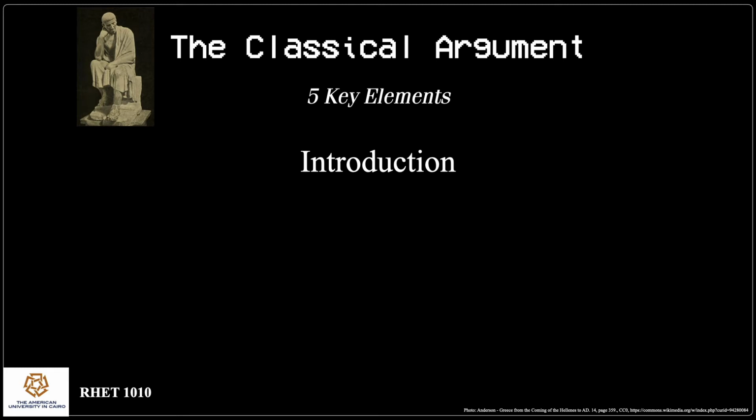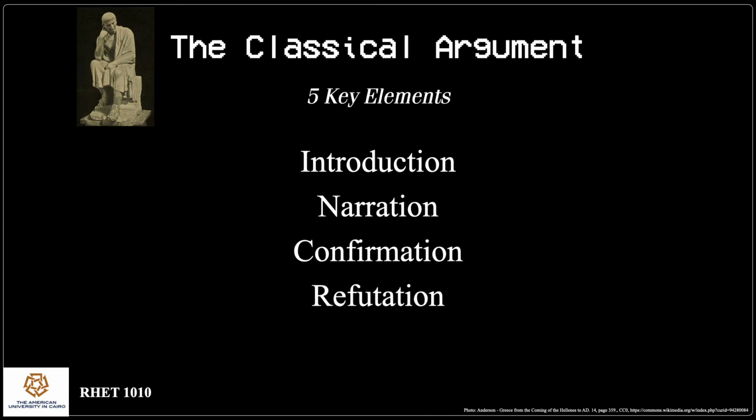The first element in the classical argument is the introduction. The second is called the narration. The third, the confirmation. The fourth, the refutation. And the fifth, the conclusion. These are translated from the original Greek words that Aristotle used.